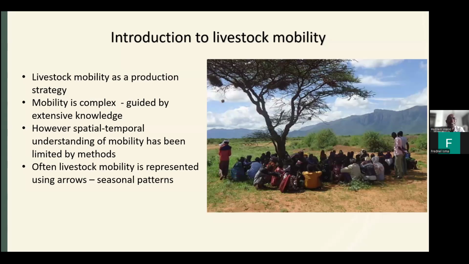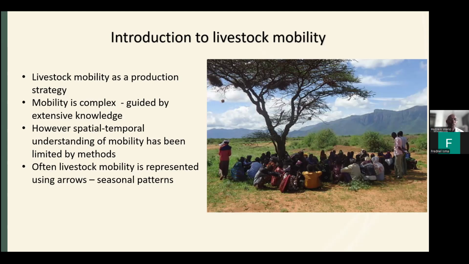When you talk about mobility, it's an adaptive strategy to the conditions in these areas that others will call marginal. A lot of times we use the term where we say pastoralists go around searching for water and pasture. But it's not a matter of searching, because pastoralists, using their extensive knowledge, know where to go. It's a complex practice which is guided by knowledge.